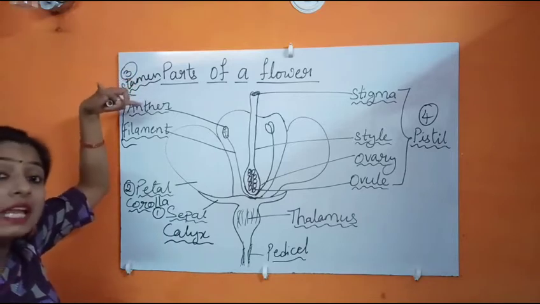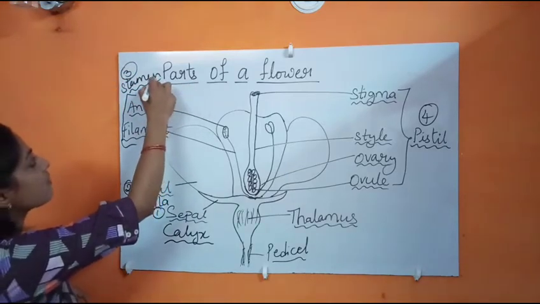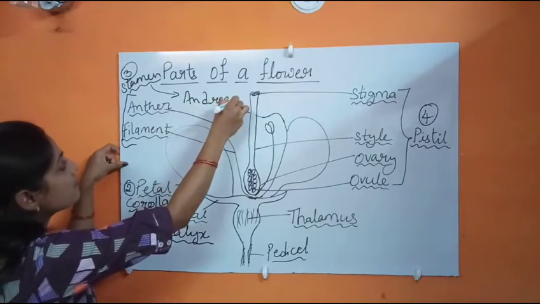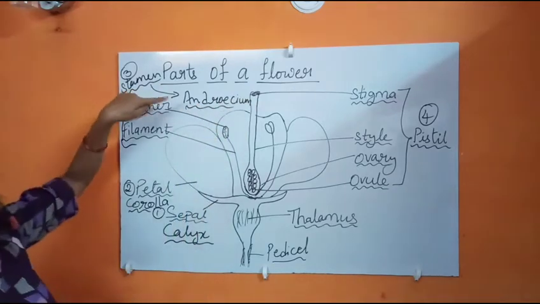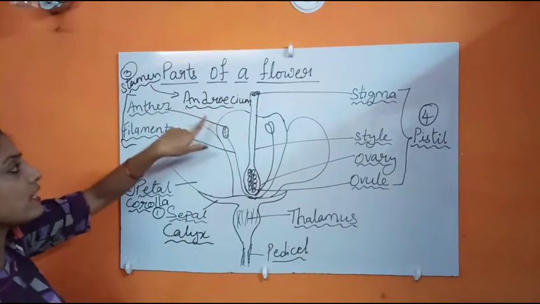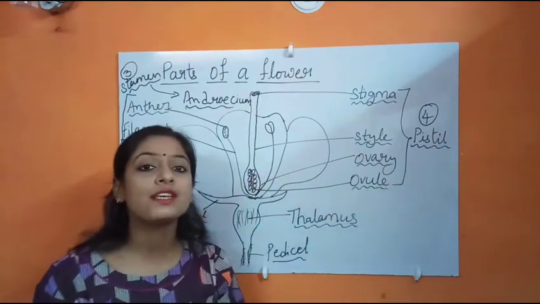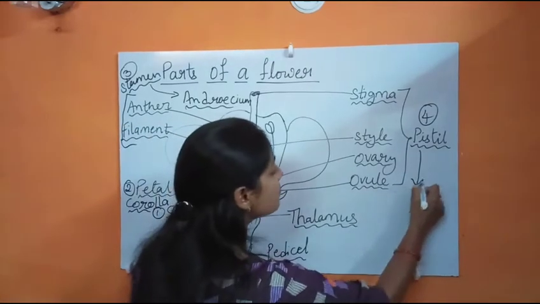Number third is stamen. Stamen are male parts of a flower. Stamen is also called as androecium. I will write it here. Androecium. Okay. Stamen, which is the male part of a flower, is called as androecium. Next one, pistil, which is female part of the flower, is called as gynoecium.